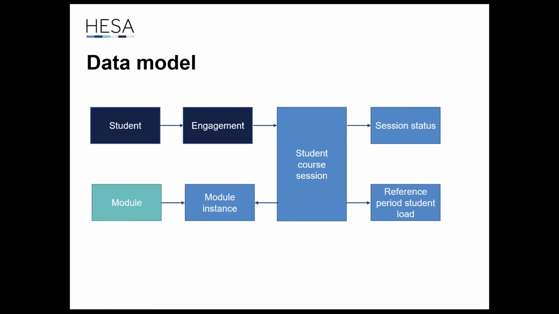So just reminding you of the data model areas that we will be referencing today. We've got the students and the engagements beneath that, and then multiple student core sessions to cover the different years that the students study. And then the session status entity and the reference period student load entity are hanging off the student core session. So they are returned every year. And we'll also briefly mention module as well. We'll come back to this data model as we step through the different areas, just to remind you where everything's sitting.